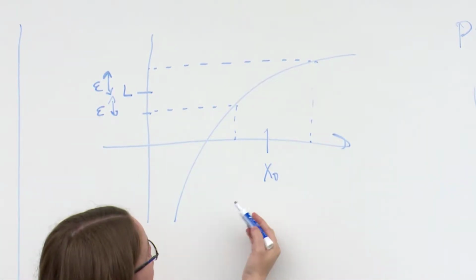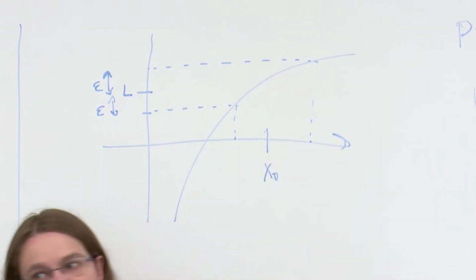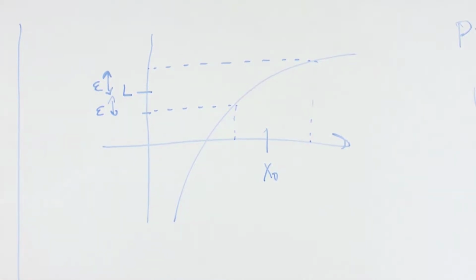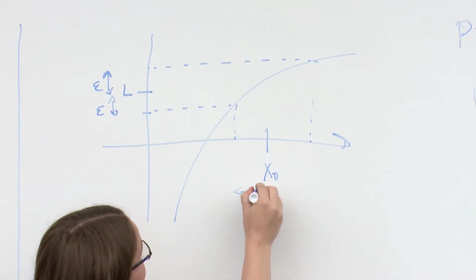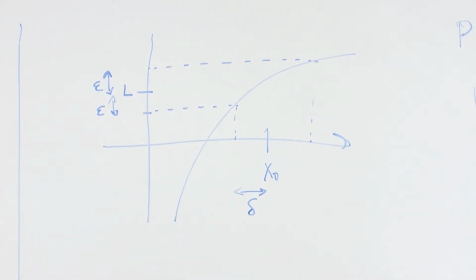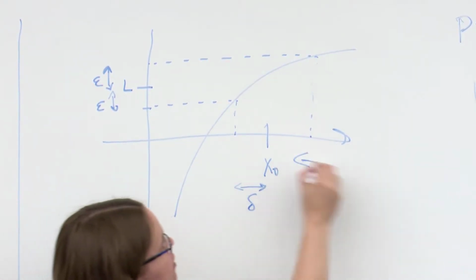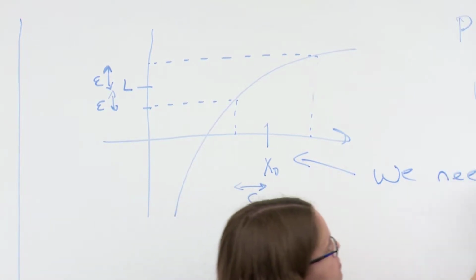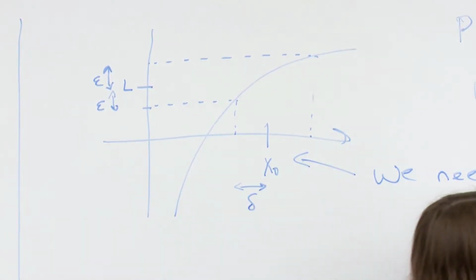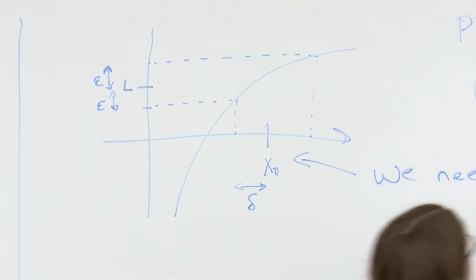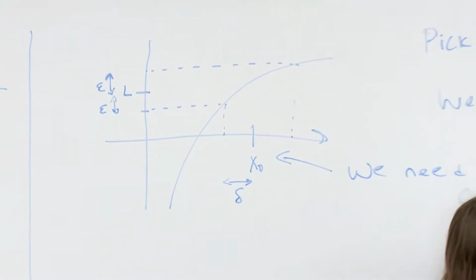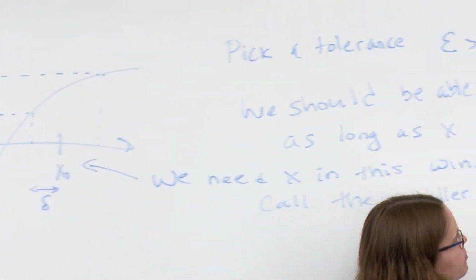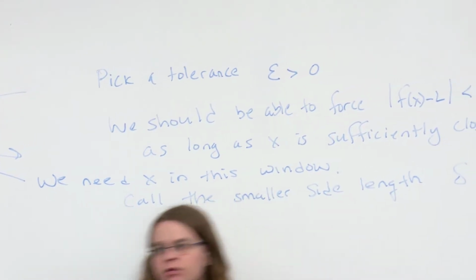So I'm going to look at this and say one of these distances is smaller than the other. I'm going to take the smaller distance and call it delta. Okay, so let's call this distance delta. So we need x in this window. So we're going to call the smaller side of it delta. Just again, some positive number.